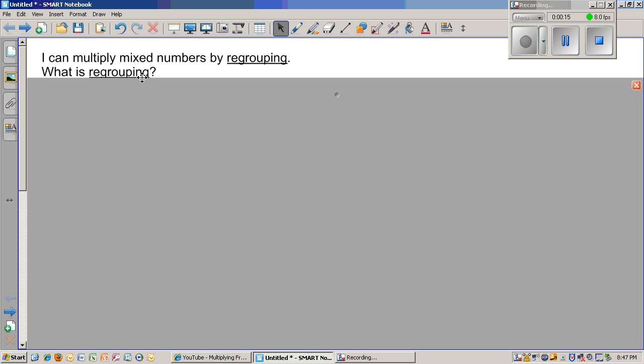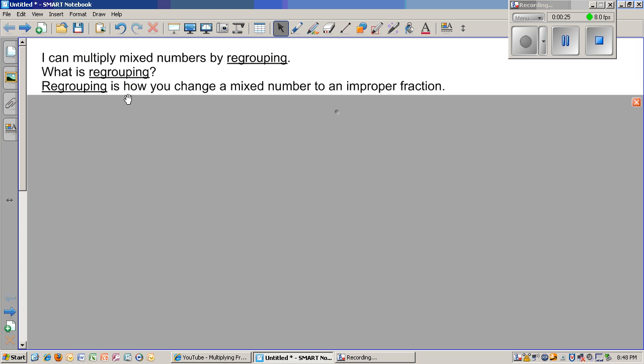Well, what is regrouping, do you ask? What is regrouping? Edward, can you tell us what regrouping is? Huh? No? Well, here's the answer. Regrouping is how you change a mixed number to an improper fraction.